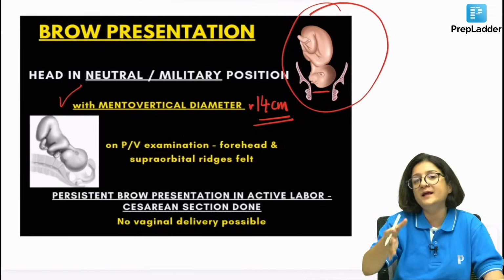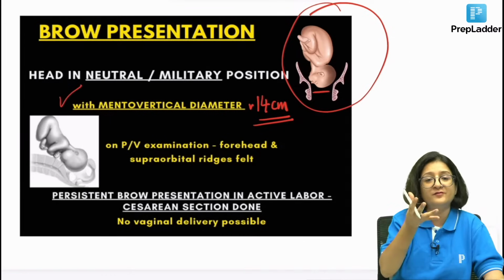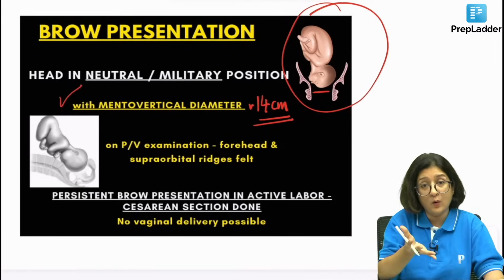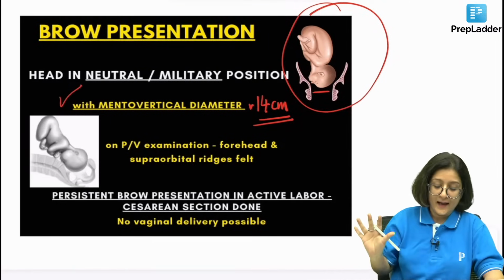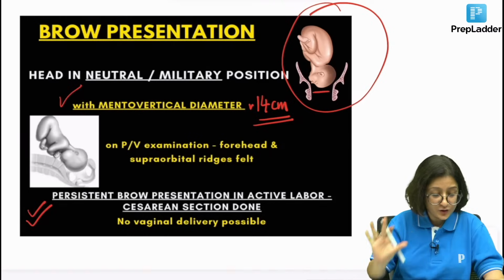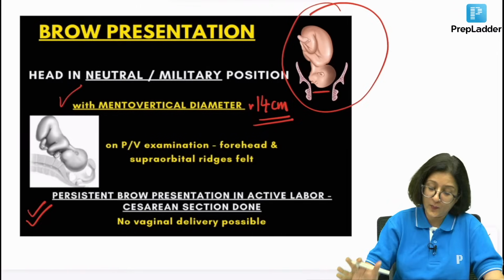If it remains brow, either it can get flexed and become vertex, or it can get deflexed and become face. But if it remains brow, there is no mechanism of labor happening. So persistent brow presentation in active labor has to be managed by cesarean section. No vaginal delivery is possible, right?